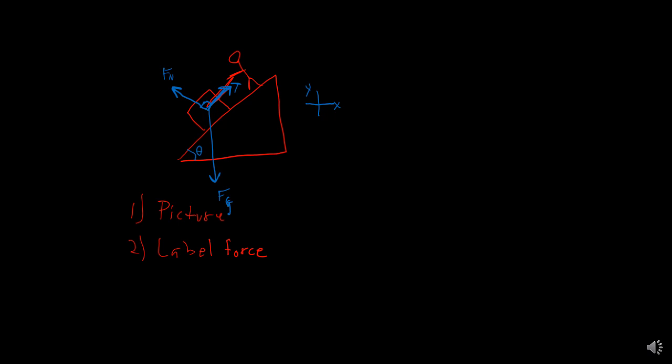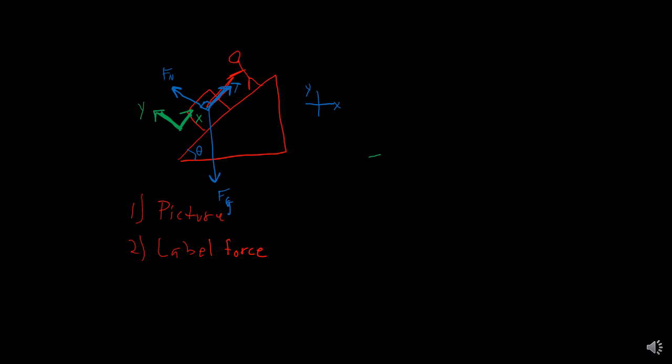So I'm going to have new x and y axes. Let's draw those in a slightly different color. I'm going to have a y axis that's perpendicular to my incline. That's my new y. And I'm going to have an x axis that's parallel to my incline. Turns out this is a good choice of coordinate system, and it's a perfectly valid choice.